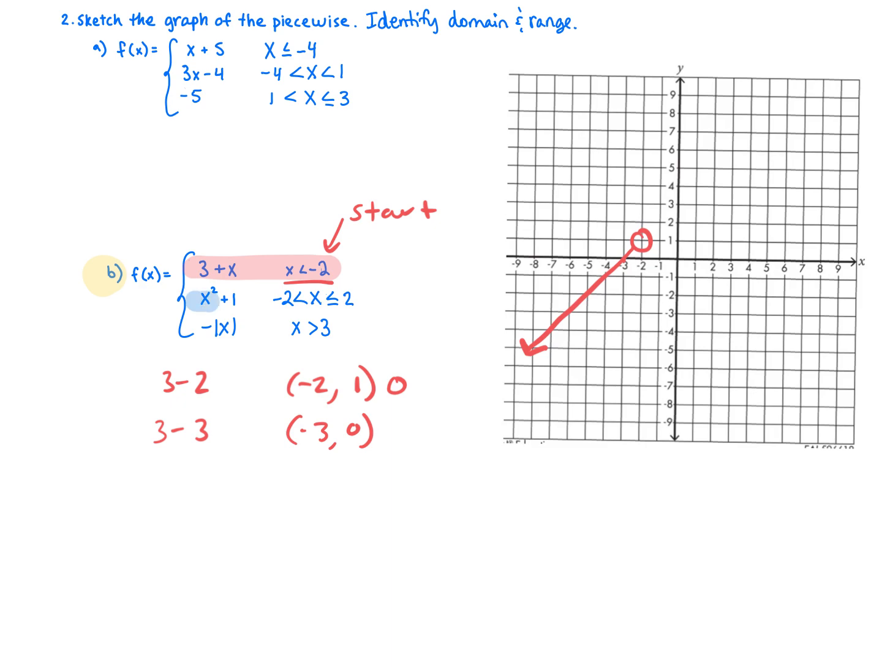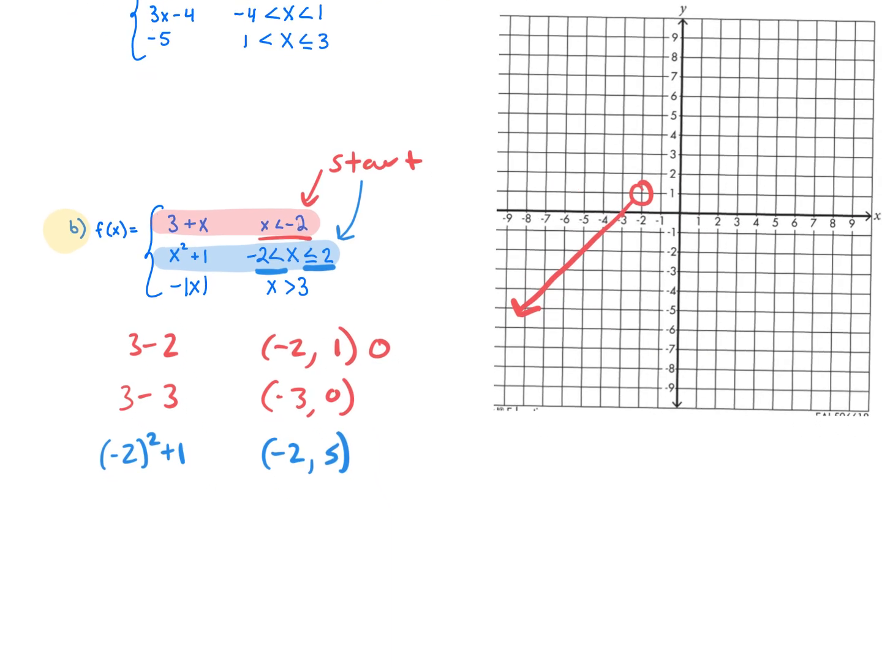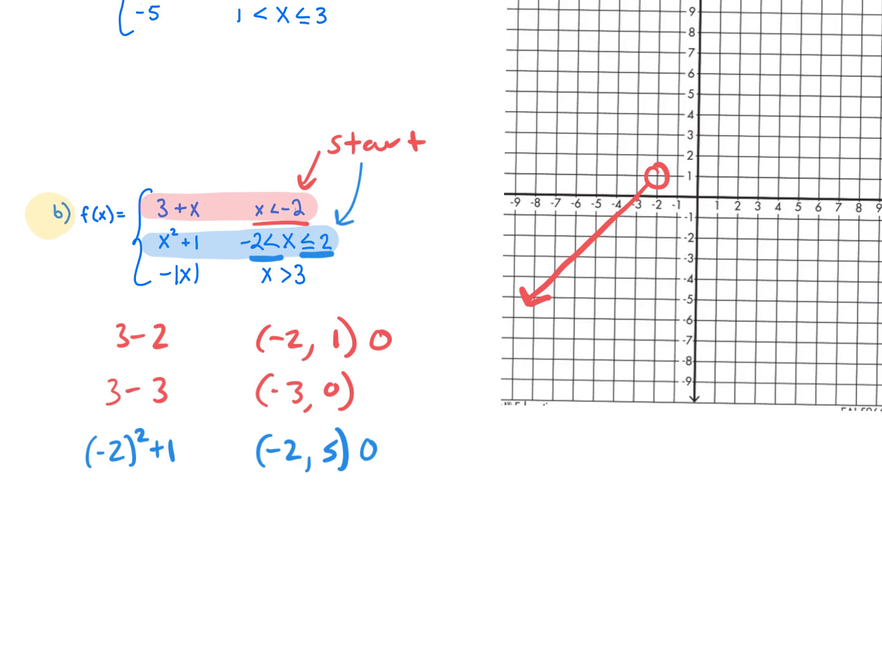Now let's move on to our second piece. What number would we plug in first here? We start with the numbers that it gives us. So I'm going to plug in -2 and 2. -2 squared plus 1 would be 5. So when we plug in -2, we get 5. Is this an open or closed circle? Open, because it's just less than. So we go to the left -2, up 5, and we put an open circle.